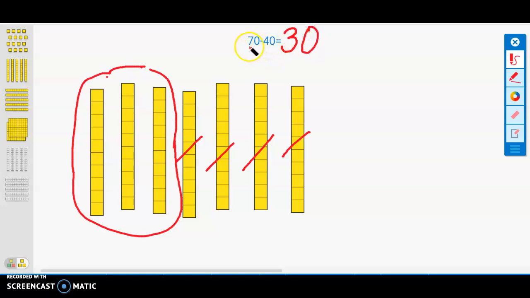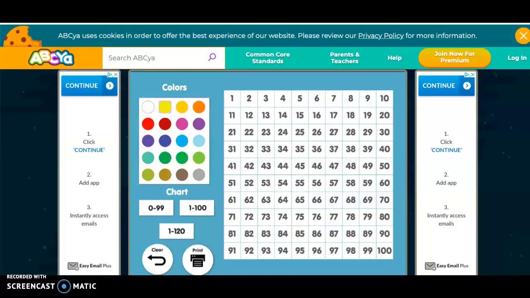And again, some of you might have noticed 7 subtract 4 equals 3. But 70 subtract 40 equals 30. Let's check that on the number chart. So the highest number was 70. And we subtracted 40: 10, 20, 30, 40. Notice I went up the hundreds chart when I was taking away. 70 subtract 40 equals 30.